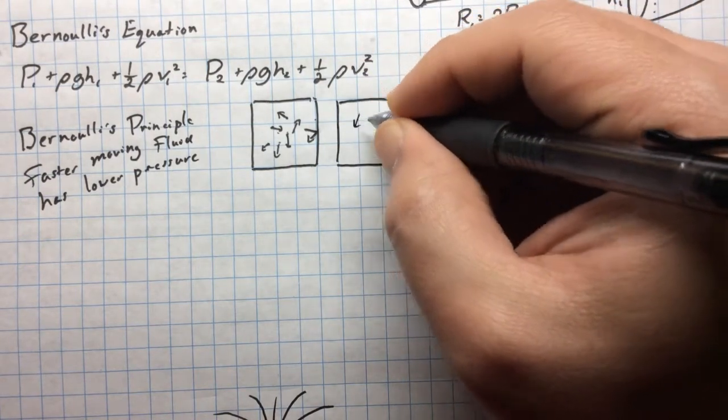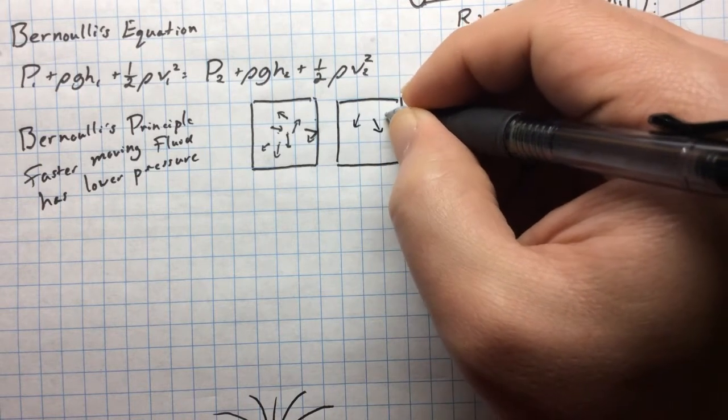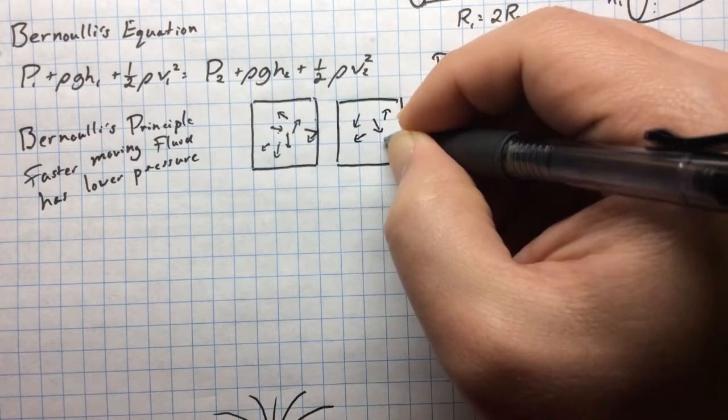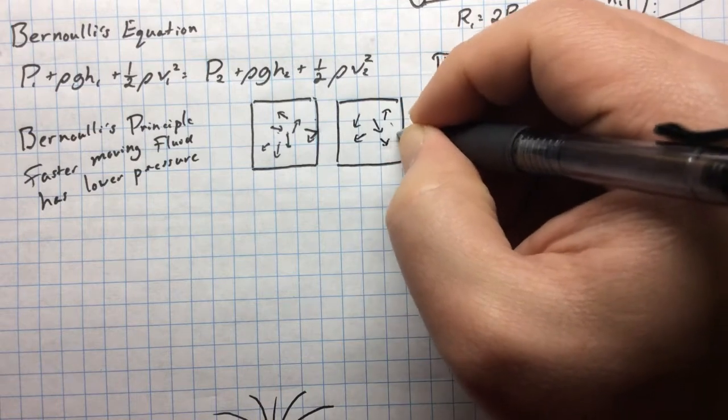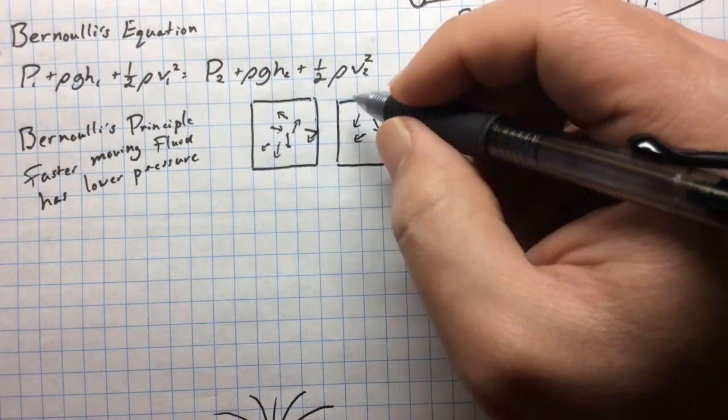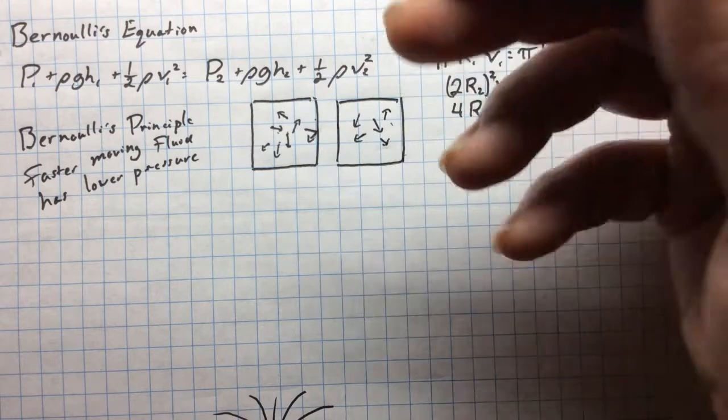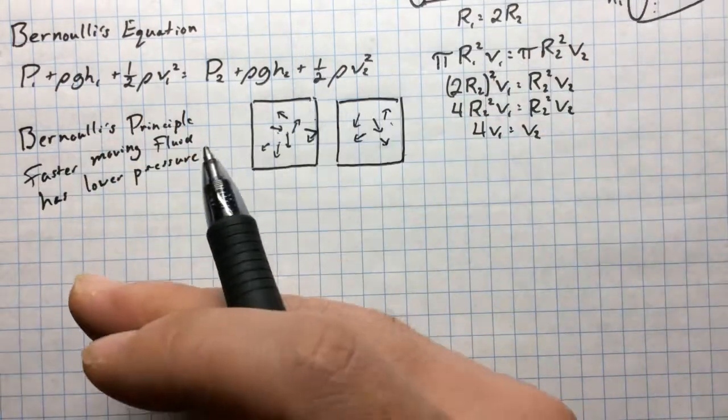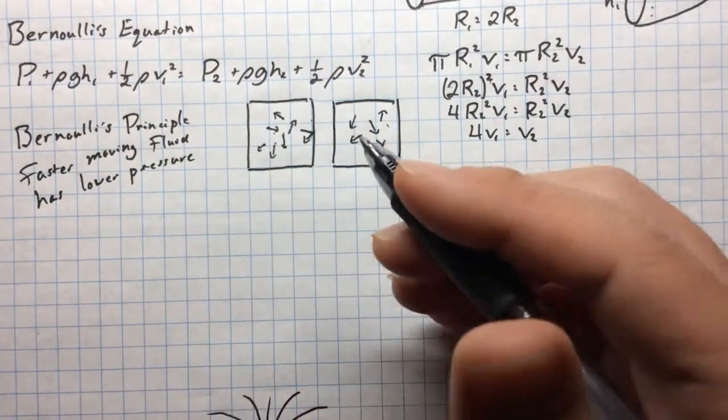But on average, if they have this velocity that's more down than up, let's say, there's less stuff that's interacting with the sides of the wall, so the pressure on the sides of this container would start to go down. So Bernoulli's principle says faster moving fluid has lower pressure.